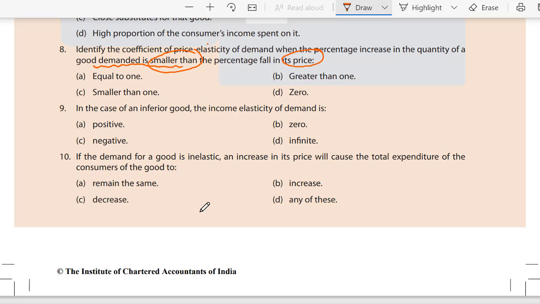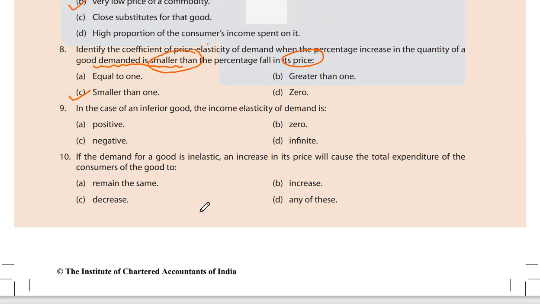Equal to 1, not possible. Greater than 1, it can't be greater than 1. How come? Because the change in the quantity demanded in relation to price is low. So smaller than 1, yes, smaller than 1, and 0 is not possible at all. So the answer is C, smaller than 1. Why? Because percentage change in quantity of a commodity is smaller than percentage change in price. So we need to see the relationship between the price and the quantity demanded.